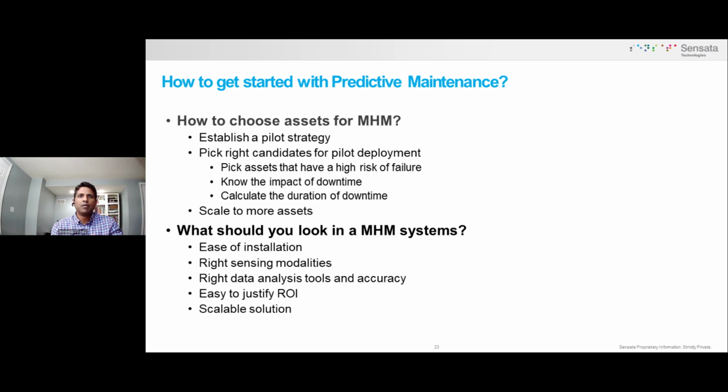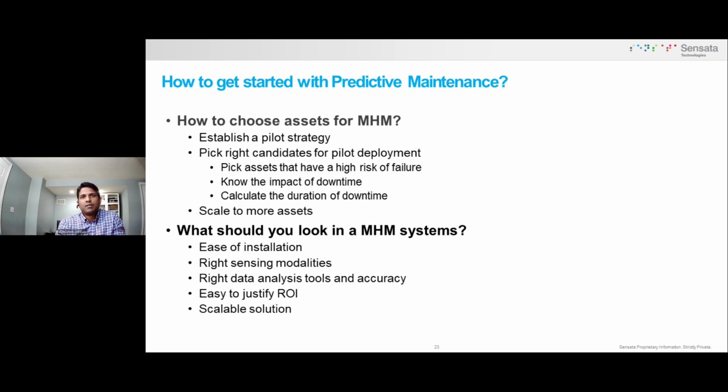Then also the data should be rich and have good data analysis tools and accuracy. Is it just the RMS number, for example, for using vibration sensor data? Is it just the RMS number that can give you the complete information, or would you need full-time waveform and FFT information as well? So picking that will be critical.